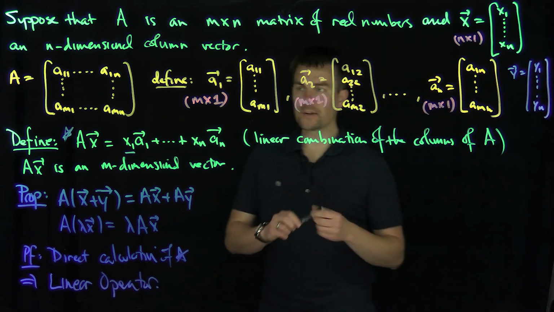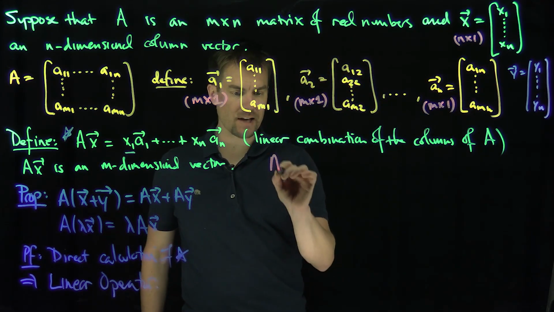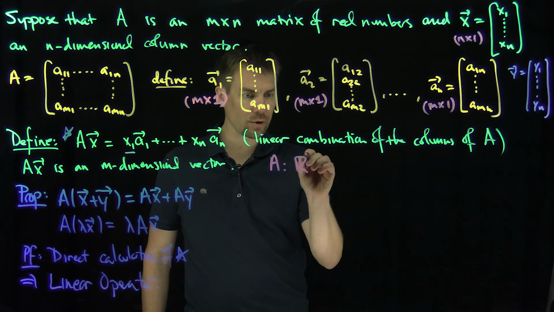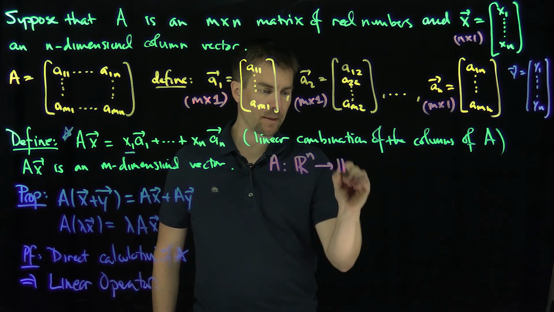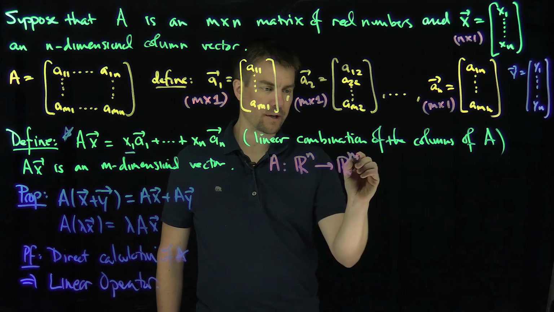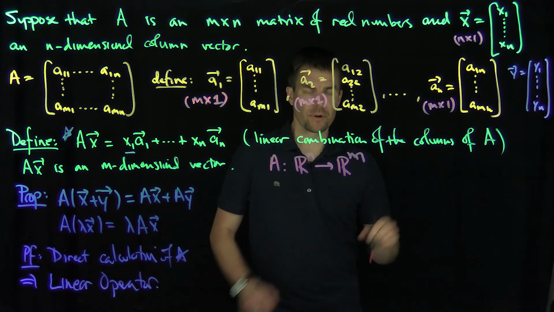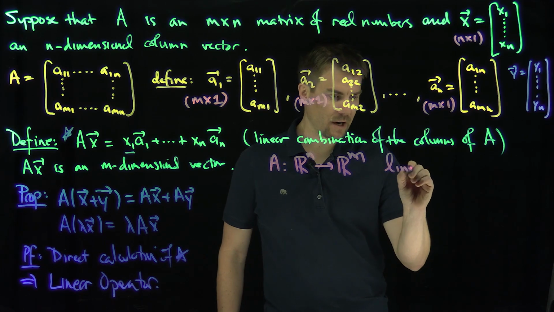In particular, what that tells me is that A as a matrix, this n by m matrix, is really a mapping. I can input something in n-dimensional Euclidean space, and I'm going to output something in m-dimensional Euclidean space. That's going to be an m over there, so m-dimensional Euclidean space. And this is beautiful. So this is a linear operator.